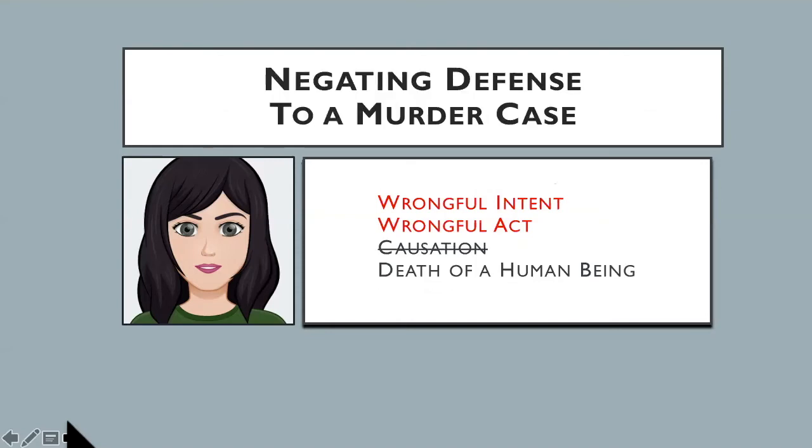A negating defense to a murder case could be, for example, that there was no causation. There was death of a human being, but the acts of the accused person, the defendant, did not cause the death of the human being.